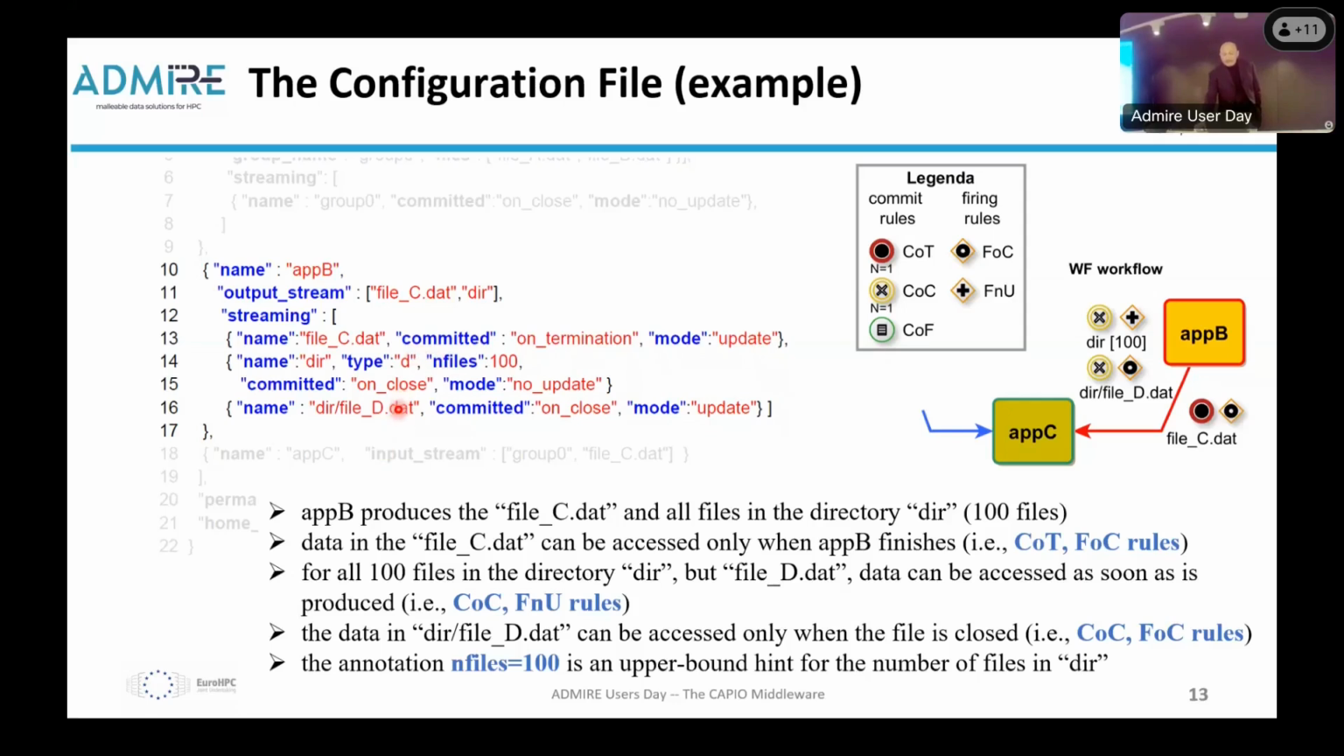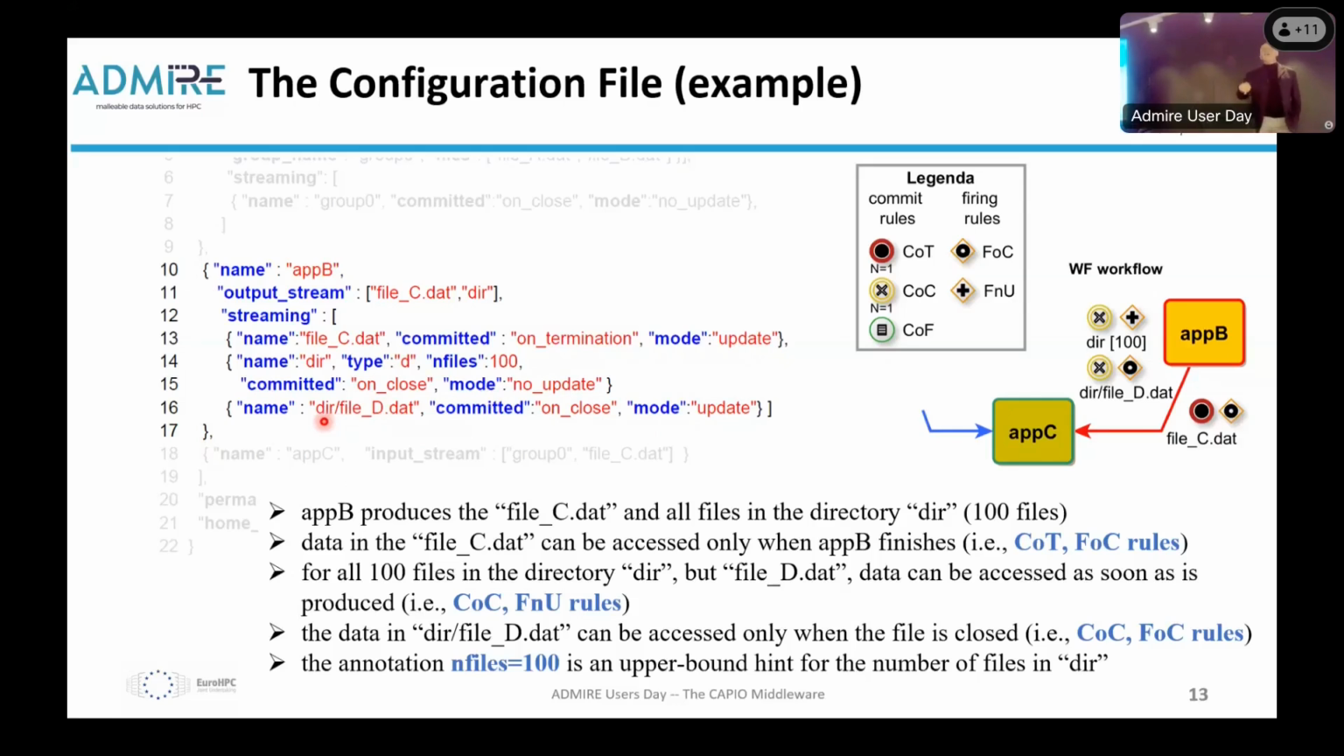For all of them, the synchronization is much more relaxed, because the content of the file can be accessed immediately as soon as the data is produced, because the commit rule is on close and the filing rule is no update. So basically this file will be written one time by one producer and never overwritten or modified. Okay, the user says this. This is true for all the 100 files, but one file in that directory, the file D contained in the directory dir, has a different behavior.